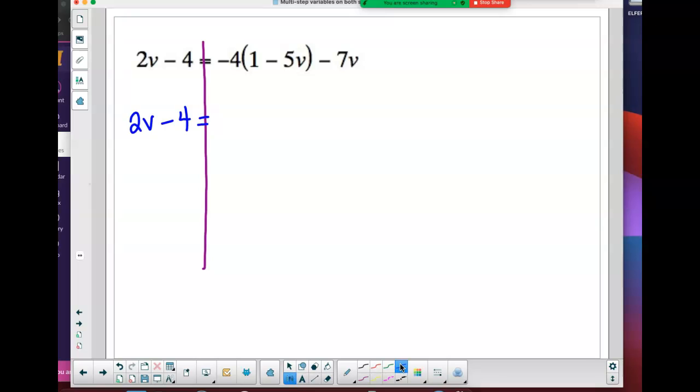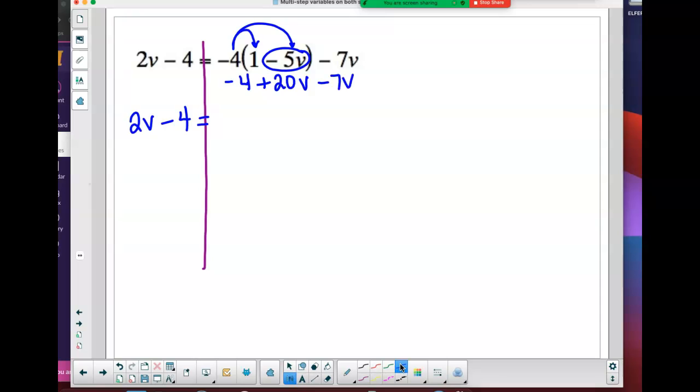Step two, simplify the right-hand side. Do I have to distribute? How do we know? Parentheses. So we're going to distribute the negative 4 to the 1. We multiply when we distribute, so that's negative 4. And then negative 4 times negative 5v is positive 20v plus 20 minus 7v.